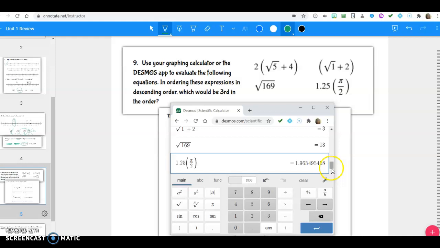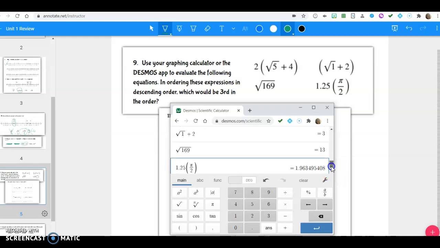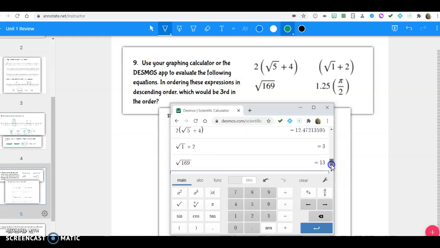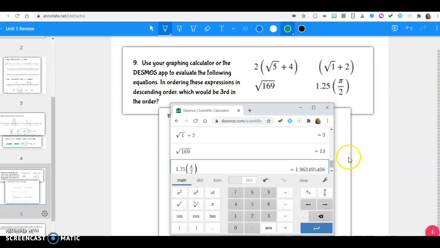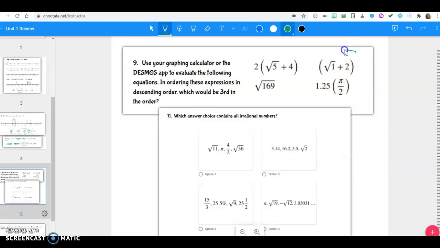So now I'm looking from greatest to least. I can see that the square root of 169 is 13. That would be first. 2 times the square root of 5 plus 4 would be second. The square root of 1 plus 2 would be the third in order. So that's going to be this one here.